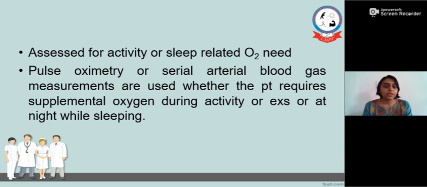Assess for activity or sleep related oxygen need: whether the patient is having sleep apnea, or the patient's SpO2 level decreases at night, then he requires oxygen therapy. Pulse oximetry or serial arterial blood gas measures are used to determine whether the patient requires supplemental oxygen during activity or exercise, or at night while sleeping.